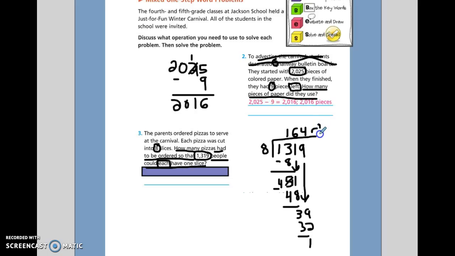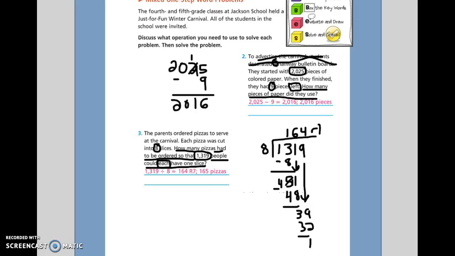7 extra. So the question was, how many pizzas had to be ordered so that 1,319 people could each have one slice? So I know that we have 164 full pizzas, but I have this remainder of 1. And in order for everyone to get a slice, that means I'm going to have to make this 165. So I had to order 165 pizzas in order for each person to get a slice.